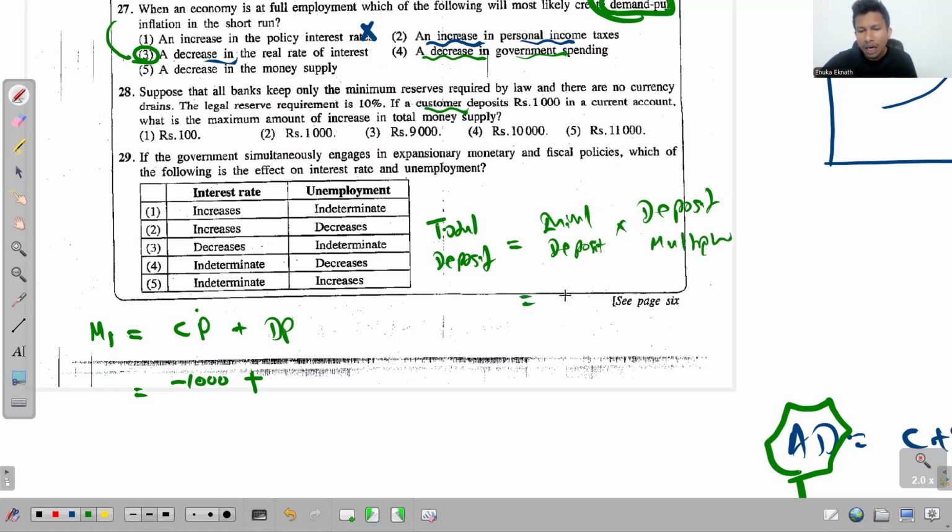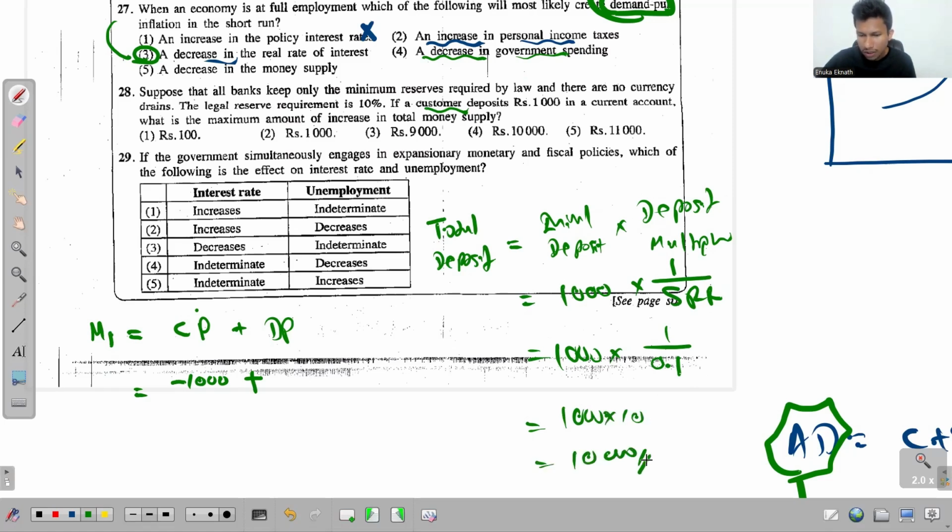So the initial deposit is just 1,000 and the deposit multiplier is always 1 over SRR. So it's just 1,000 into 1 over SRR, which is 0.1. So simply 1,000 into 10, the answer is 10,000. See, the currency held by the general public decreases by 1,000, but when this amount gets passed to the commercial bank as a demand deposit, it creates a total deposit of 10,000 in the economy.